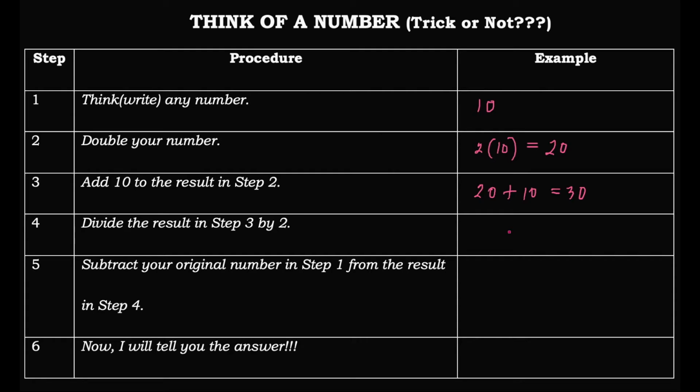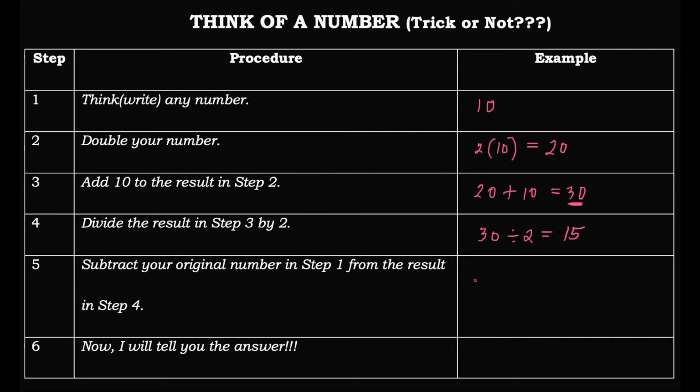Step number 4, divide the result in step number 3 by 2. So whatever number you have obtained in step number 3, we will divide that by 2. In my case here, I will divide 30 by 2 and my answer is 15. In your case, I don't know what your number is, but in my case, my number is 15.